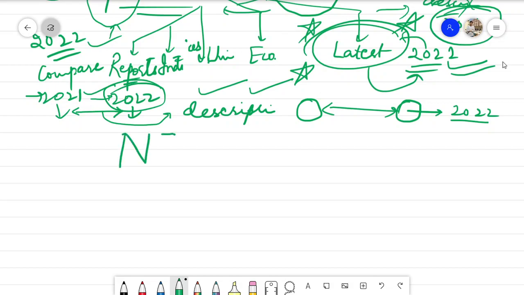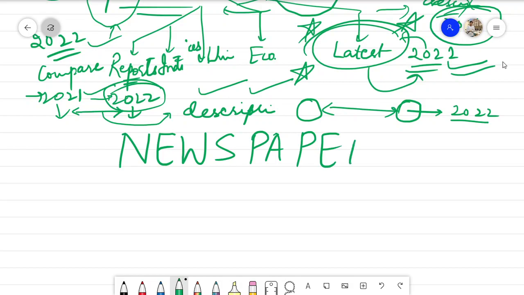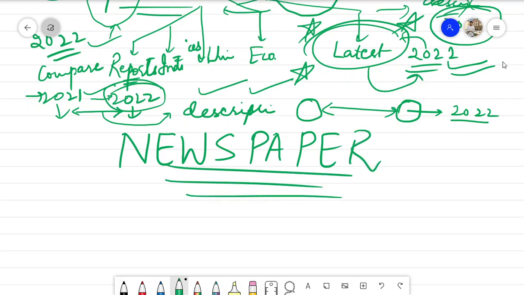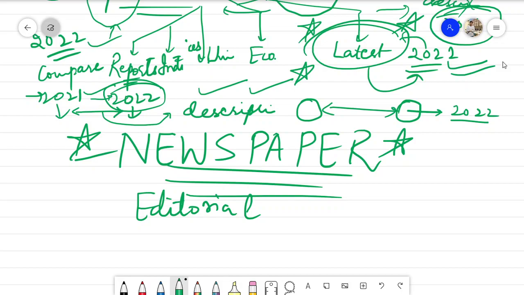is the newspapers. It's very, very important for you guys to cover newspapers. The editorial sections give you a good insight, and so does the general economy section of any newspaper. I have recommended two newspapers.